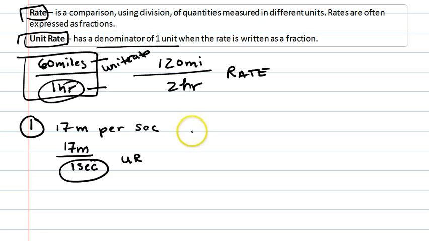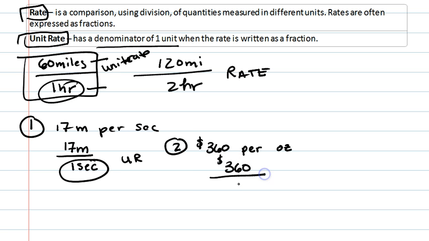Let's look at another example. I have $360 per ounce. How would I write that as a rate? Well, I'd write $360 over 1 ounce. Again, this is a unit rate because it has a denominator of 1.